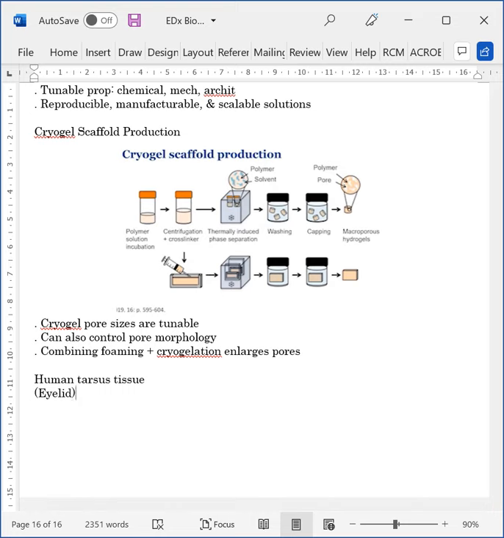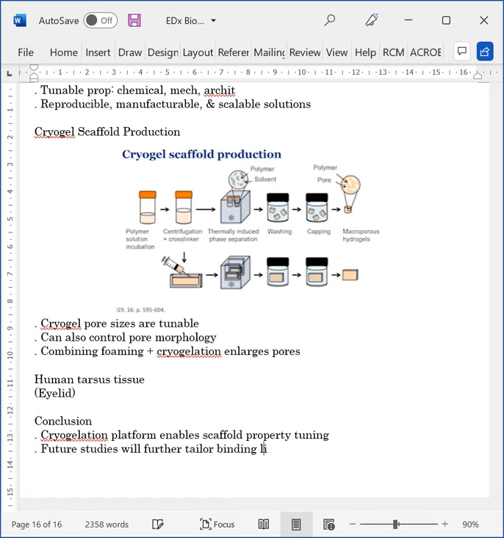So in conclusion, I hope that you can see this cryogelation platform enables us to tune the properties of scaffolds. We can regulate important things like their pore size, their mechanics, and we can make them very easily. So it's a really scalable manufacturing technique. And we're going on to look at things like how we're going to tailor binding ligand presentation and tune these for different applications. So thanks for your attention, and I hope you enjoy your studies.